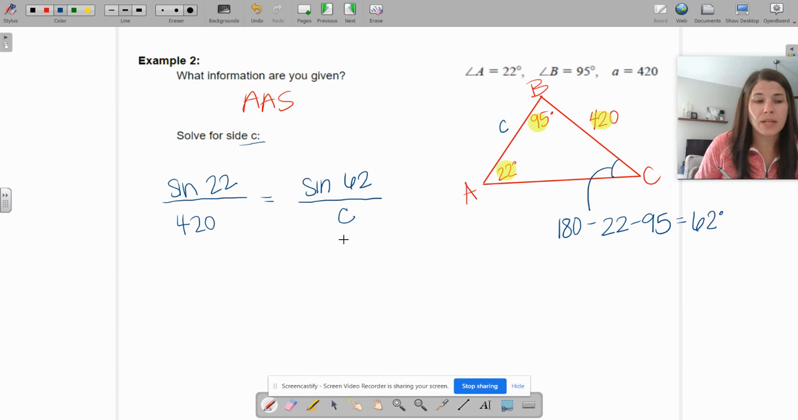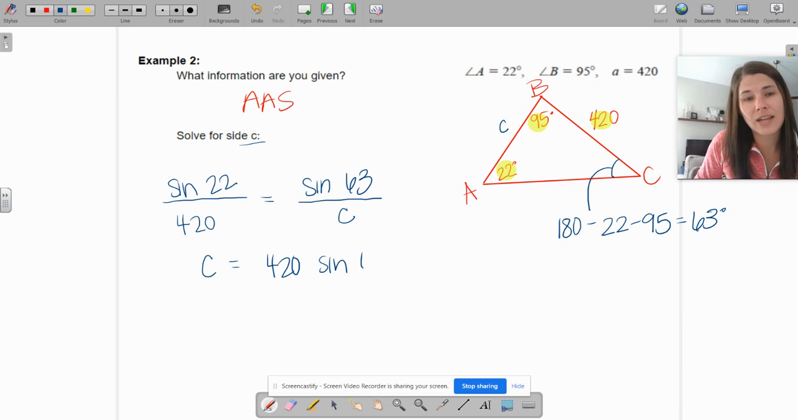Whoops, I think I'm using the wrong one. I am using the wrong one. That is not 62 degrees, it's 63 degrees. So if you caught that, good job. Don't mind me, just let me fix it so I don't have to re-record this whole thing. So 63 degrees. Typing that in to get side C, we're going to do 420 times the sine of 63 divided by the sine of 22.